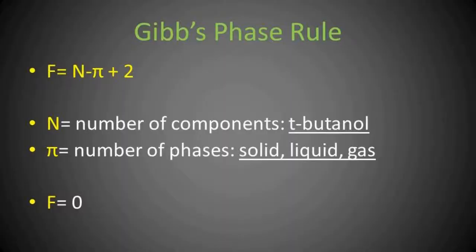Yes, remember Gibbs' phase rule? Degrees of freedom is equal to the number of chemical components minus the number of phases plus 2. There are 3 phases, solid, liquid, and gas, and there's one chemical component, T-butanol. That means that the degrees of freedom is 0 and the problem is fully specified. That's why it's called a triple point and not a triple area or triple curve. However, different substances will have different triple points.